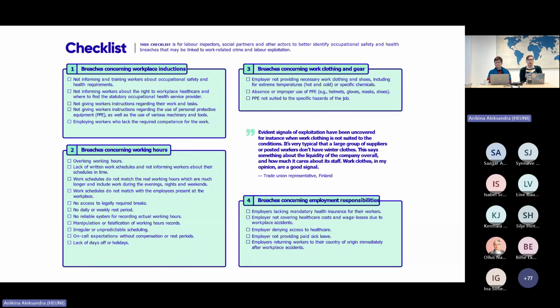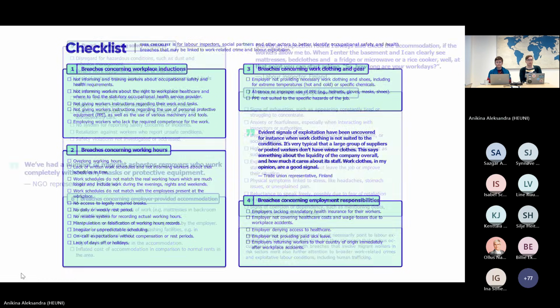Then there are breaches concerning work clothing and gear, so obviously not providing sufficient and safe gear, for example, winter clothes, or that there is an absence of or improper use of personal protective devices. The fourth area covers breaches concerning employment responsibilities. So obviously, if there's a lack of mandatory health insurance for the workers, the employer denying access to health care, or these things where employers might return workers to their countries of origin immediately after workplace accidents.